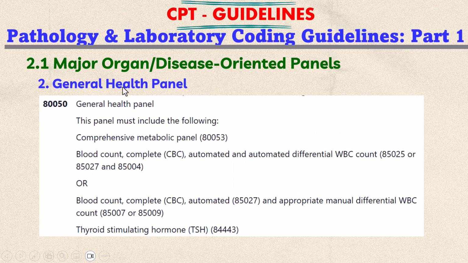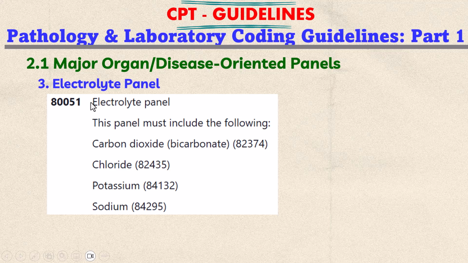Number 2, general health panel, 80050. The general health panel must include the following: comprehensive metabolic panel and blood count, that is complete automated with automated differential WBC count or blood count complete, and thyroid stimulating hormone. Number 3, electrolyte panel, 80051. This must include the following: carbon dioxide, chloride, potassium, and sodium.